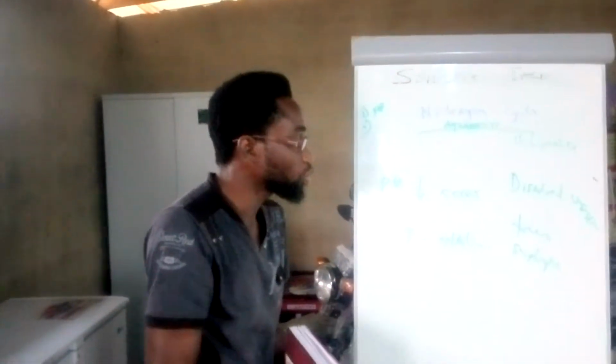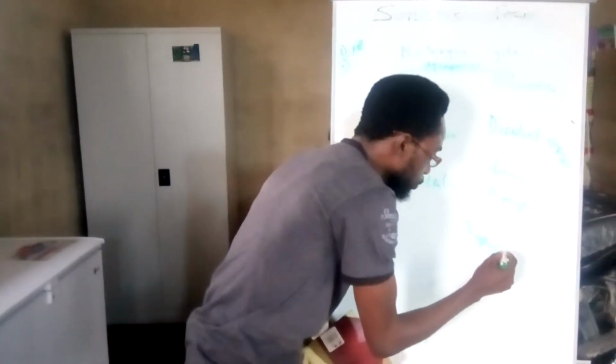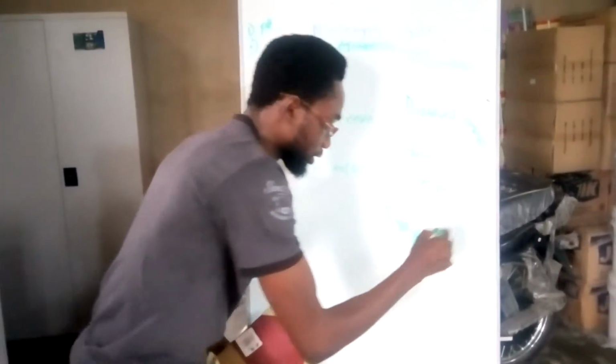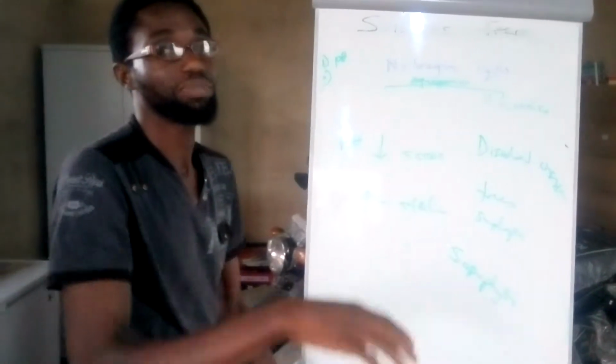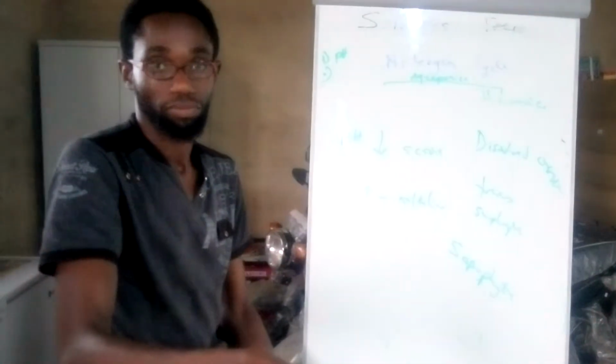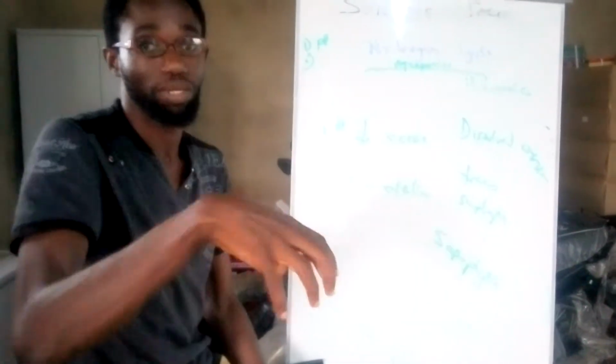you are going to have what you call saprozoic organisms, saprophytic. Phytic is plants. So saprophytic, these are plants that feed on dead organisms. So you are going to have things like your fungi. Remember that fungi itself is a plant.